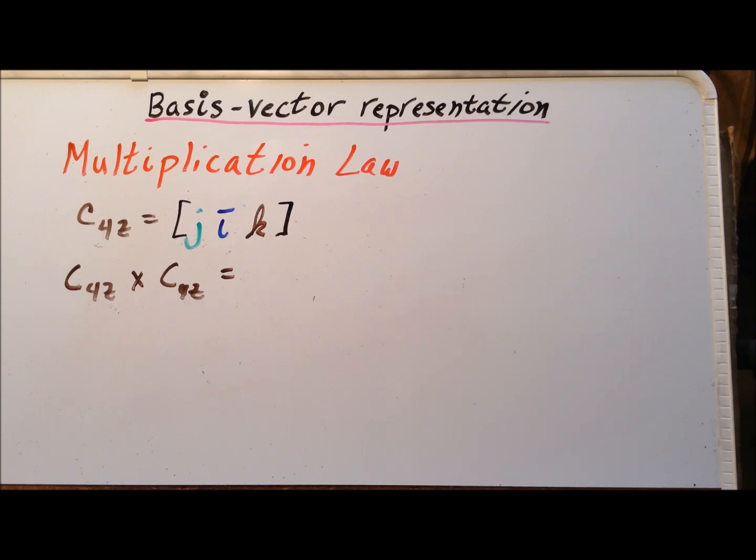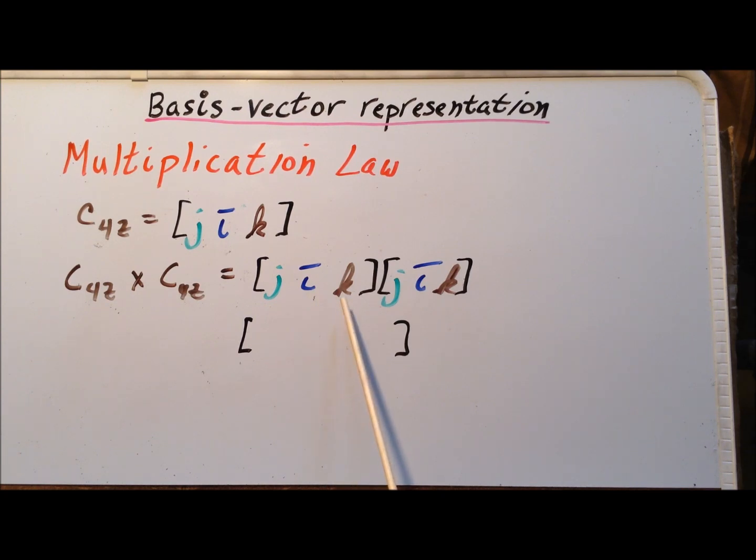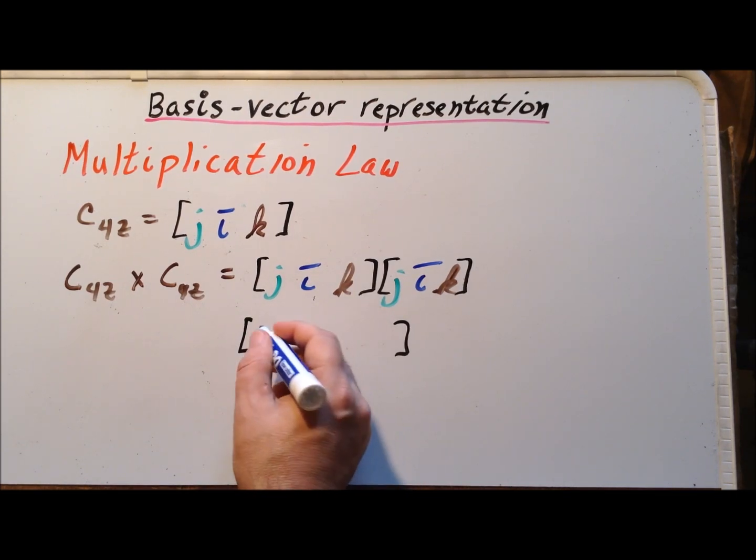Recall that our representation for the C4 rotation around the z-axis was j, minus i, k. So now we want to see the effect of two consecutive C4 rotations around the z-axis using the multiplication law to simplify the calculation. So more explicitly, this multiplication is j, minus i, k times j, minus i, k. Recall that we do the multiplication from the right. So this j here tells us take whatever the second term is and leave it exactly the way it is. So our second term here is the minus i. So minus i goes right there.